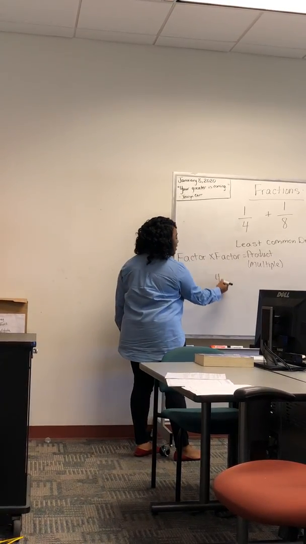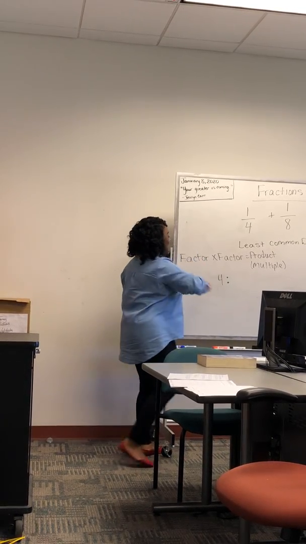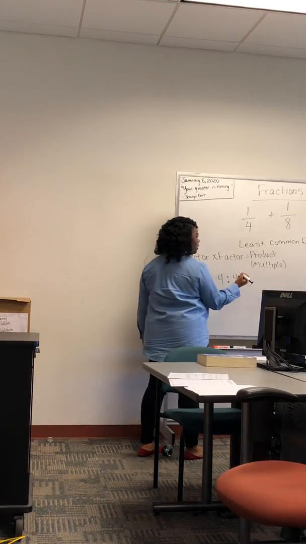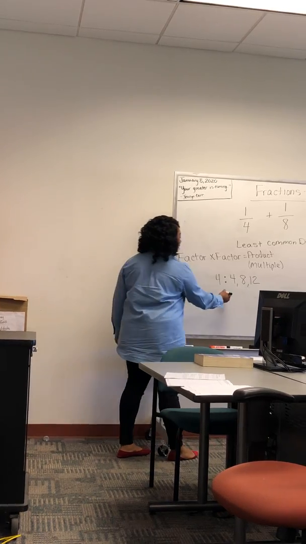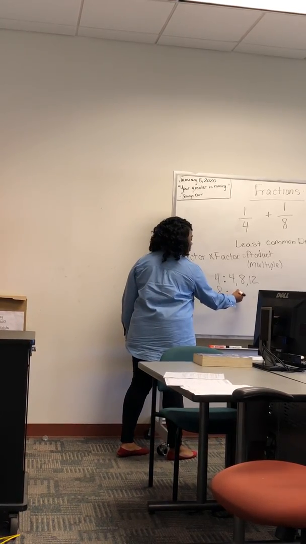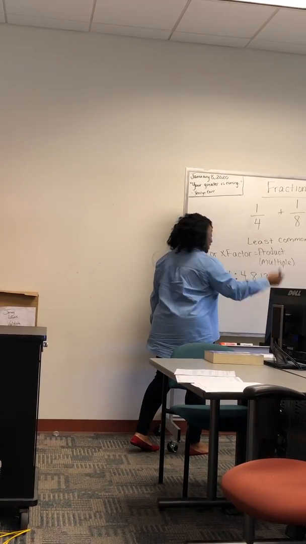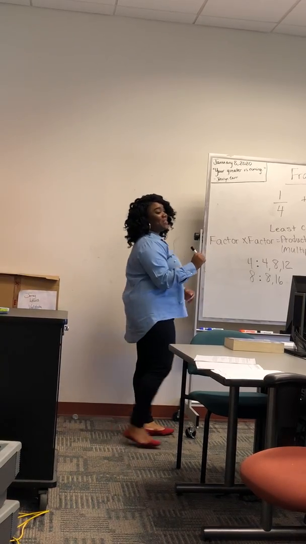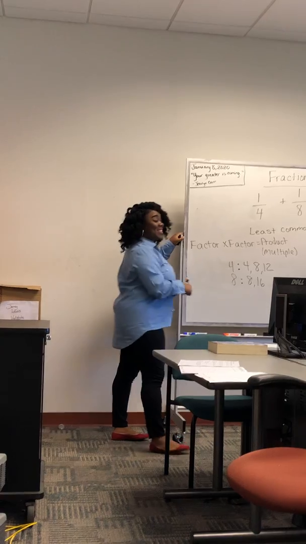So I'm pretty much asking you, what's 4 times 1? 4. What's 4 times 2? 8. 4 times 3? 12. Let's stop there. What's 8 times 1? 8. What's 8 times 2? 16. Yes, 8 times 2, 16, all day, every day. On this side of Georgia. Now, in Atlanta, it might be 12, but on this side, it's 16.